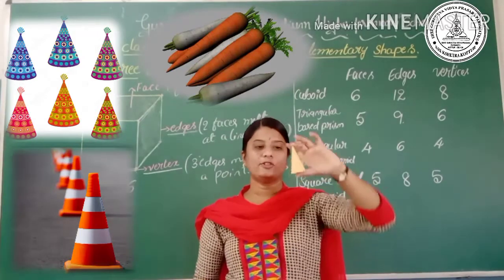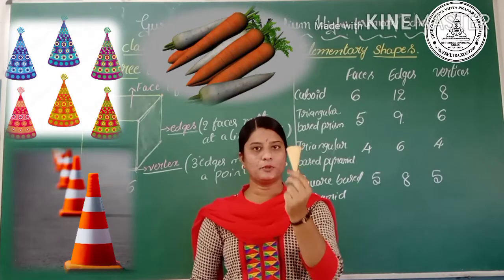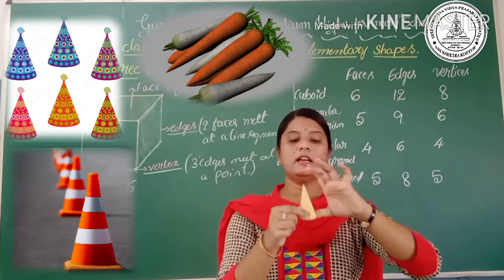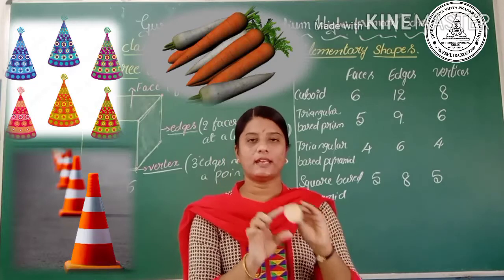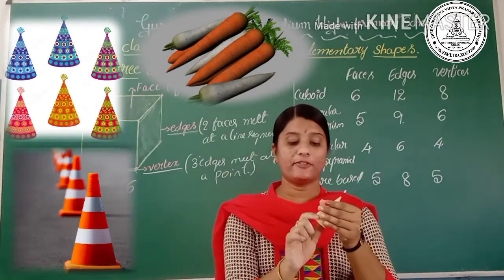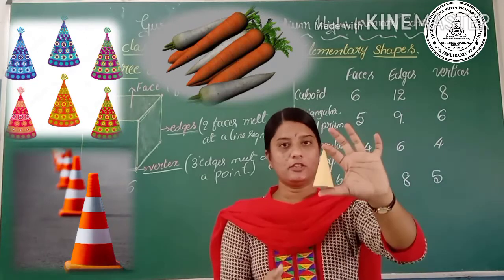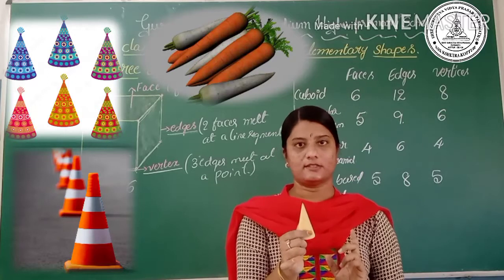Yes. Have you seen this? It is like an ice cream cone shape, right? So it is the cone shape, right? So the base of the cone is in the circular shape and the other face is curved in shape, right? Yes. And it has 1 vertex, right?